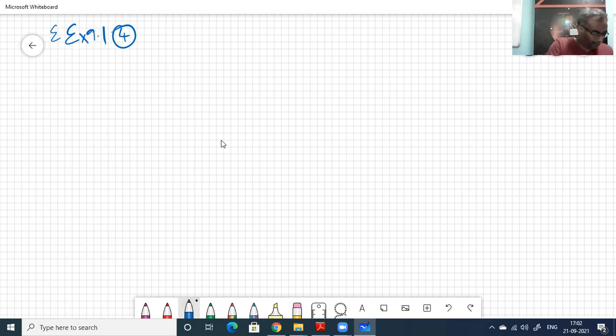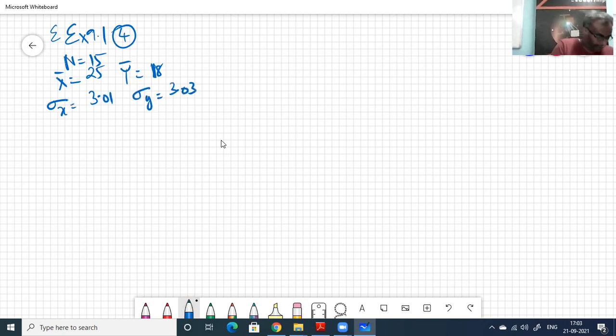Okay. Now what is given? N is given as 15, the number of pairs of observations. Arithmetic mean X bar is given as 25. Y bar is given as 18. Then standard deviation. Sigma X is given as 3.01. Sigma Y is given as 3.03. Sum of squares of deviation from arithmetic mean.